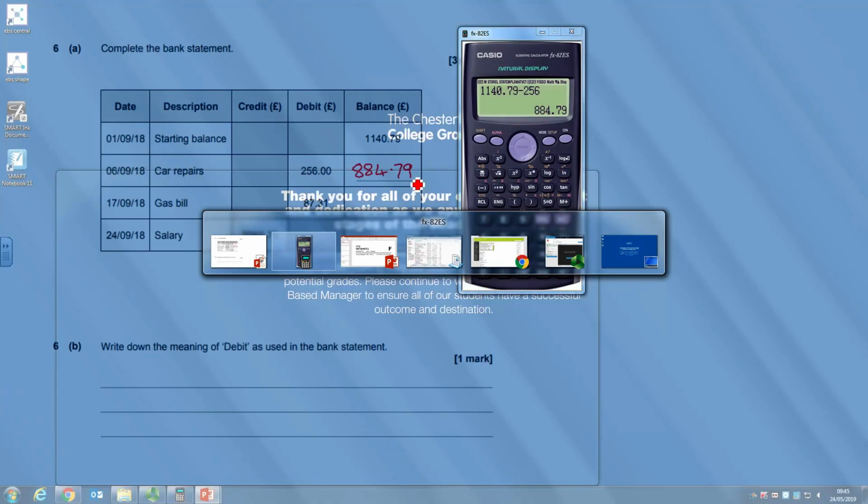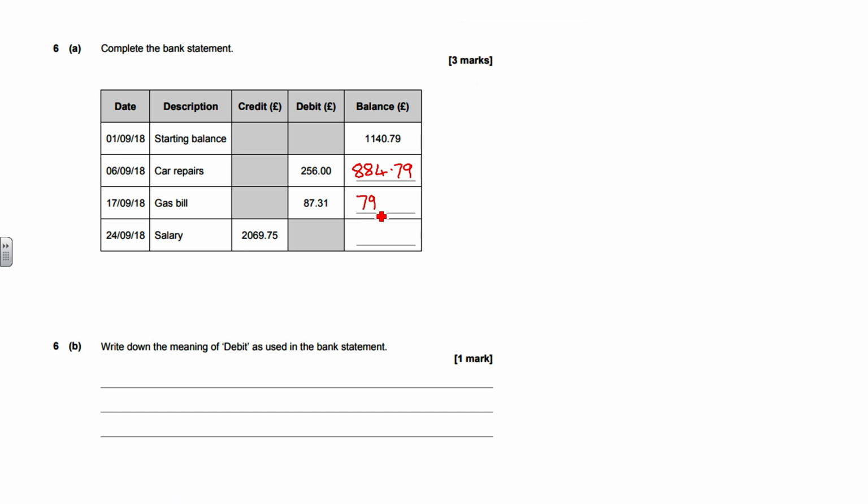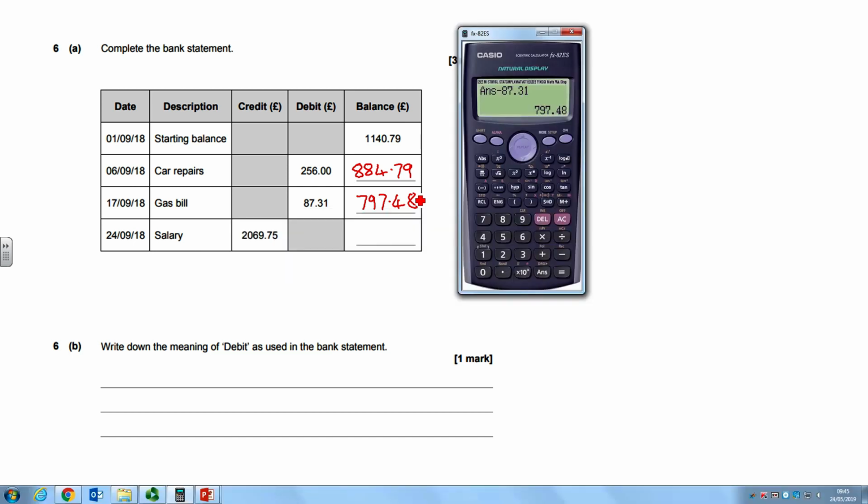So we then have another bill. We have a gas bill to pay. So from the £884.79, I need to take away a further £87.31, which is £797.48. Finally, we've got a credit. We're getting paid our salary, so that money goes into our account. So I add that on. £2,069.75.